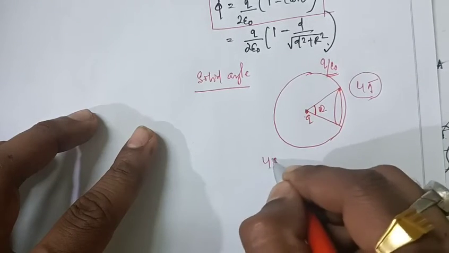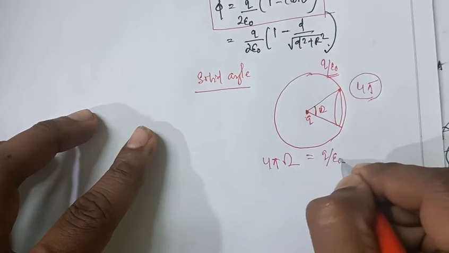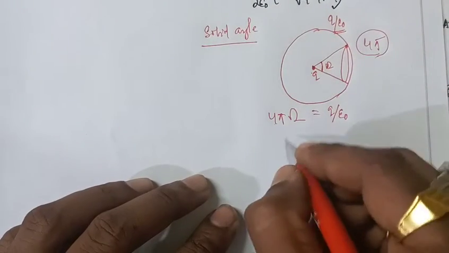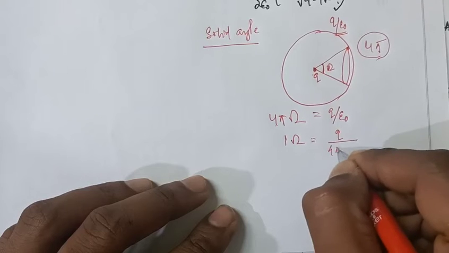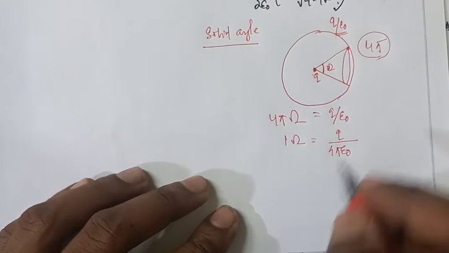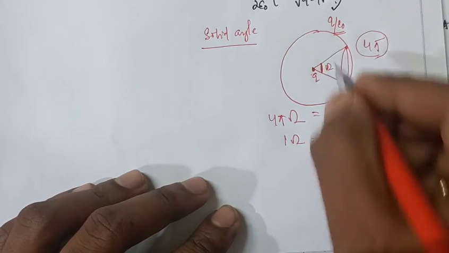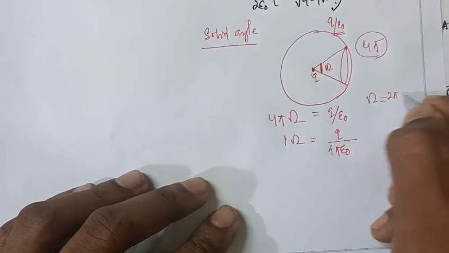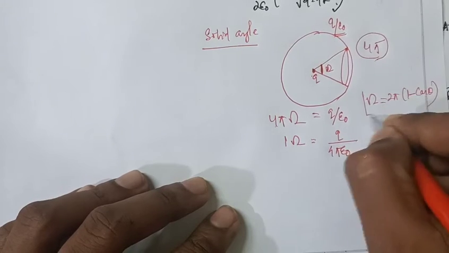So for 4 pi solid angle, the flux is q by epsilon naught that passes through this. And for one solid angle, the flux will be q by 4 pi epsilon naught. And the solid angle expression is nothing but 2 pi times 1 minus cos theta. This is the expression of the solid angle.